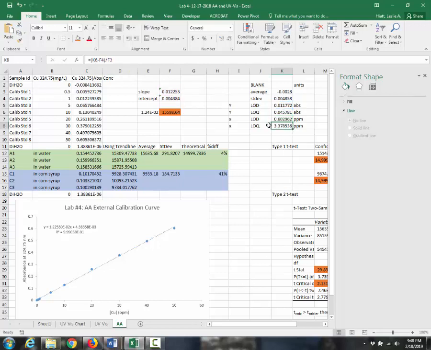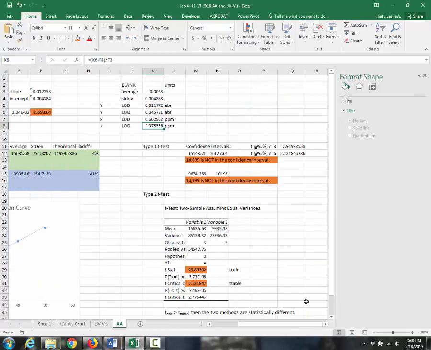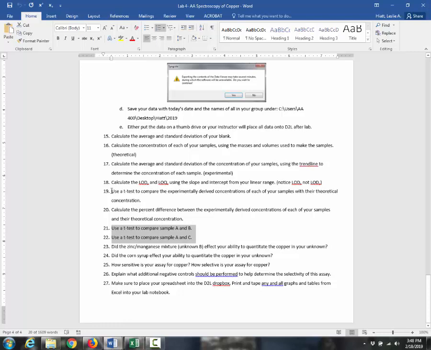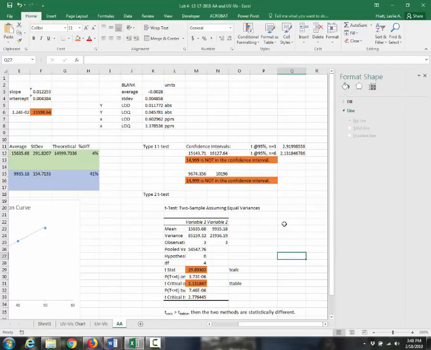So now I have my LOQs, and I can see that down to about 3.4 parts per million I'm able to detect and to quantitate. Okay, so then the next thing on the directions asks you to perform a t-test comparing the experimentally derived concentrations with each of their theoretical concentrations. So that's what I did here. This is a type 1 t-test.